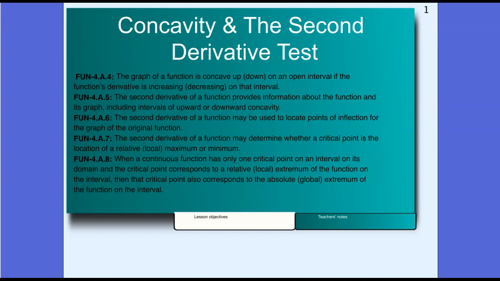A.7, the second derivative of a function may determine whether a critical point is the location of a relative or local maximum or minimum. And A.8, when a continuous function has only one critical point on an interval on its domain, and the critical point corresponds to a relative or local extremum of the function on the interval, then that critical point also corresponds to the absolute or global extremum of the function on the interval.